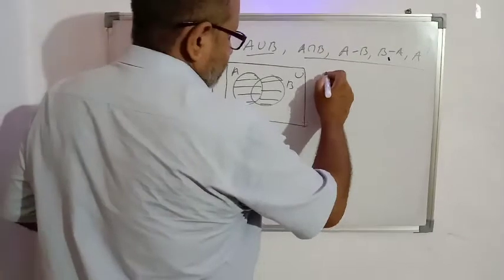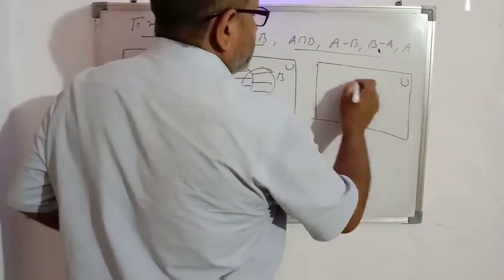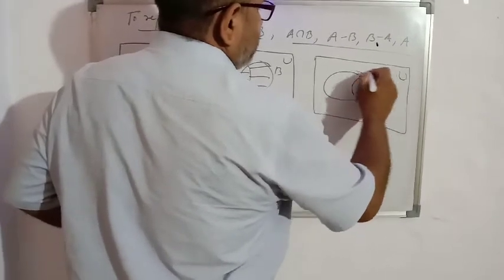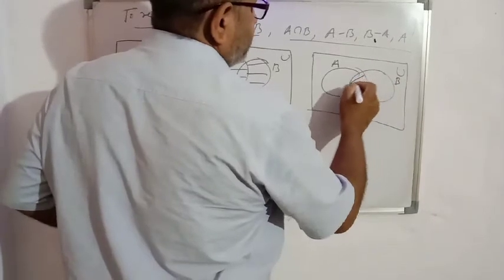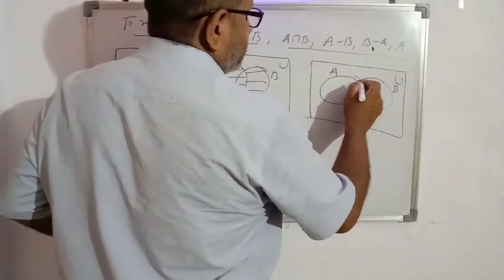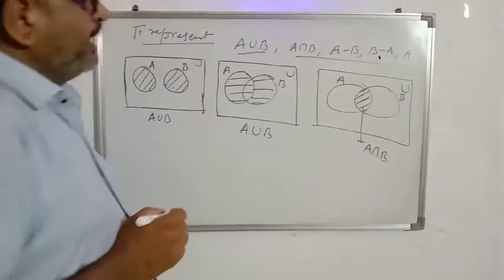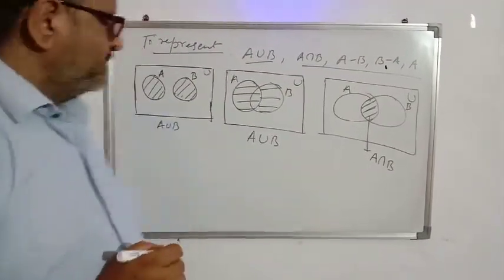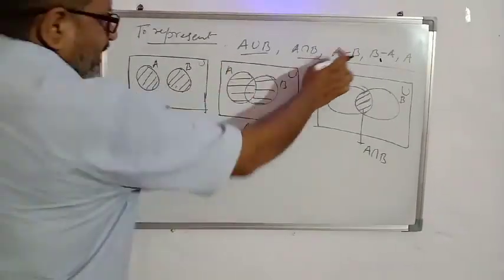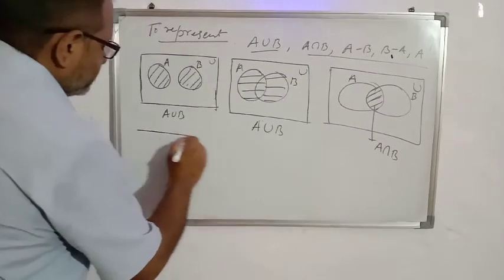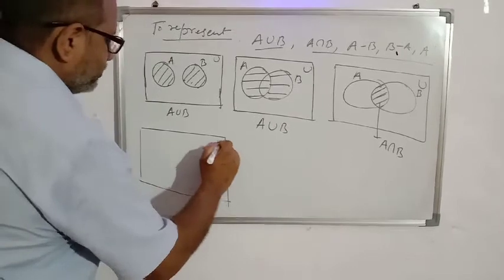Now A intersection B. So make two intersecting circles. This is for set A, this is set B. This is the common region for both. So this is A intersection B. A intersection B we can represent like this. Next we have to represent A minus B. So see how we will represent A minus B. This is the universal set.